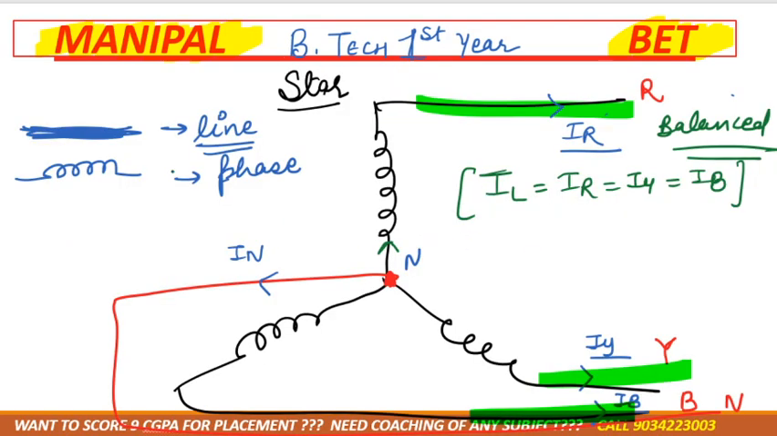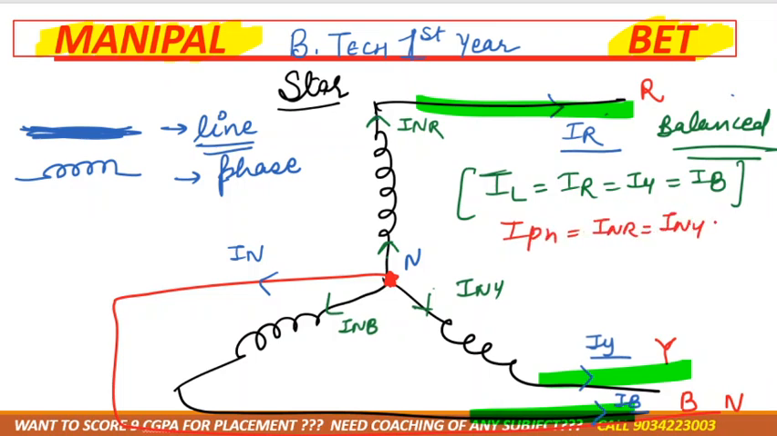Now let's consider the phase current. This is connecting between N and R, so it would be INR. This is connecting between N and Y, so it would be INY, and this is connecting between N and B, so it would be INB. So can we say that IPH is equal to INR is equal to INY is equal to INB? Now tell me, any doubt?